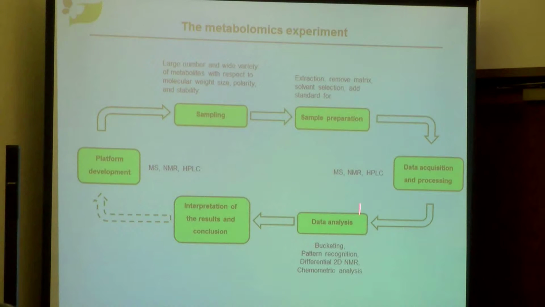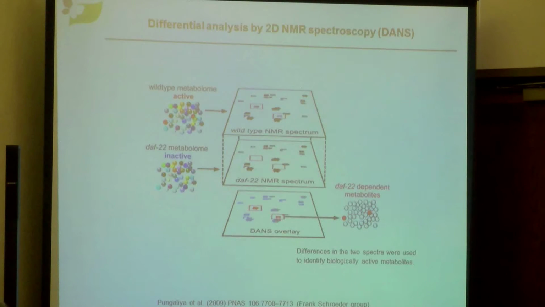Usually, I think you are familiar also with NMR-based metabolomics. Bucketing is used to simplify the spectrum and to analyze the data. But in recent years, some more advanced techniques have been introduced, for example, differential 2D NMR spectroscopy by the group of Bernd Schneider in Cornell.